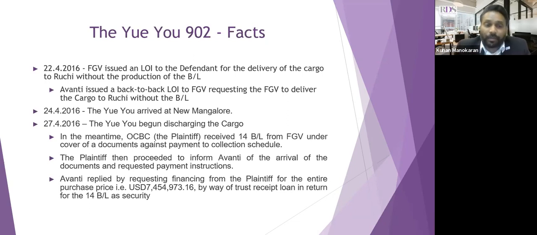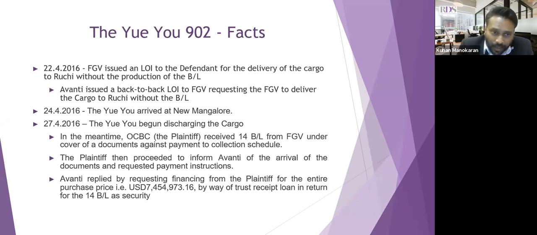On the 24th of April 2016, the UU arrived in New Mangalore and began to discharge the cargo on the 27th of April 2016. Now, at this point, the plaintiff comes in. Now, OCBC received the 14 bills of lading from FGV through Maybank on the 26th of April 2016. The plaintiff then proceeded to inform Avanti of the arrival of the document and requested payment instructions.